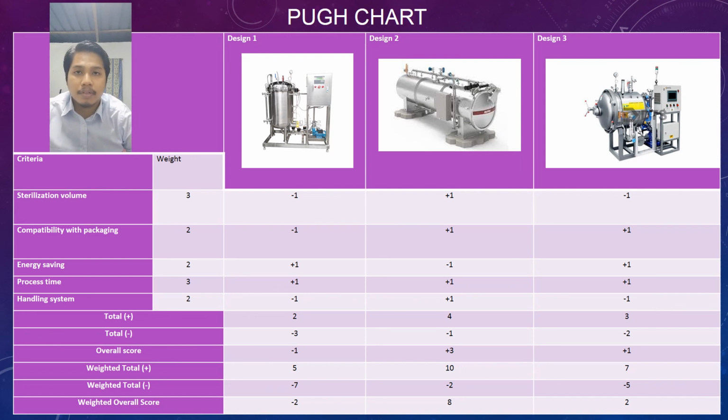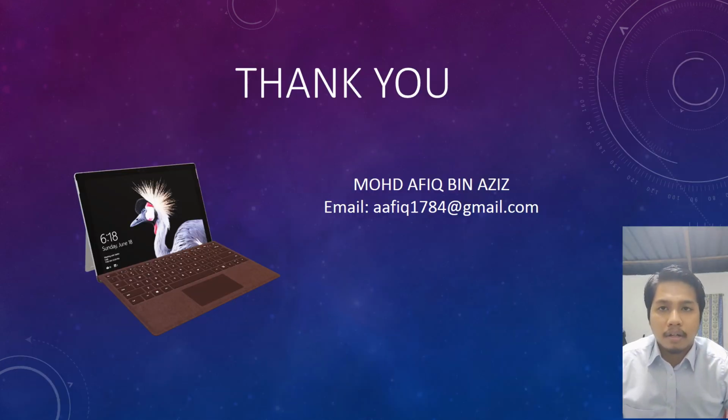In this picture we can see design 2 is chosen with the best score, since the design met well with the criteria to meet the objective of this project. And that is the end of my final year project 1 presentation.